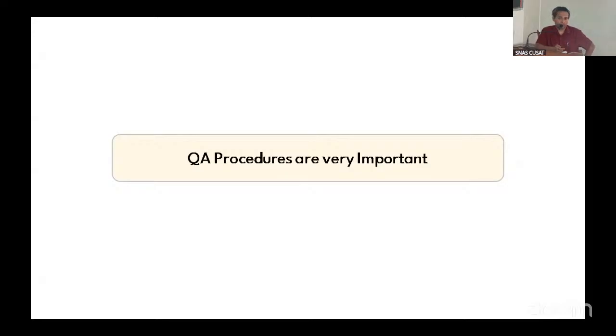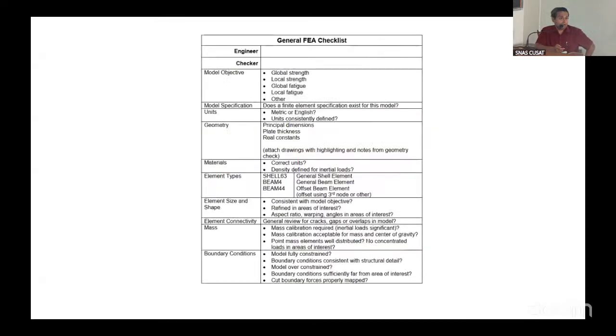You always need to check your model, and this is also the reason why knowing your closed form solutions is very important, because those are the ones that you can actually use for checking. So this is a general checklist that we usually use. I'm not sure if the font is too small. You have model objective, global strength, geometry, materials, what kind of elements you use, element size and shape, and what kind of boundary conditions you use. So this is like a general checklist.